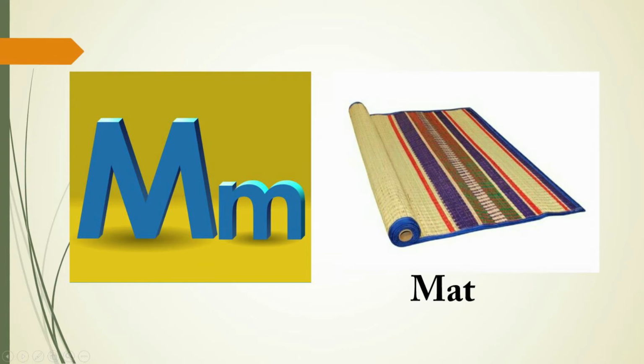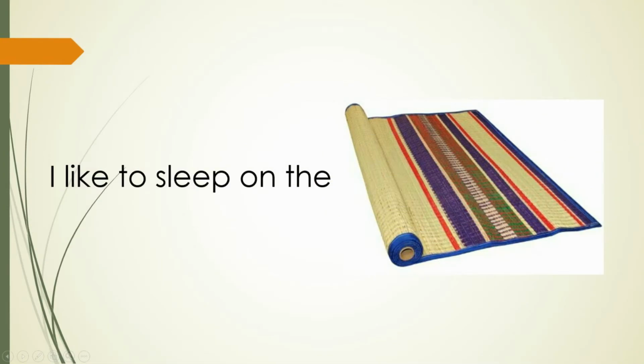This mat is generally spread on the floor to sit or sleep. Let's see one sentence. I like to sleep on the m, m, mat.